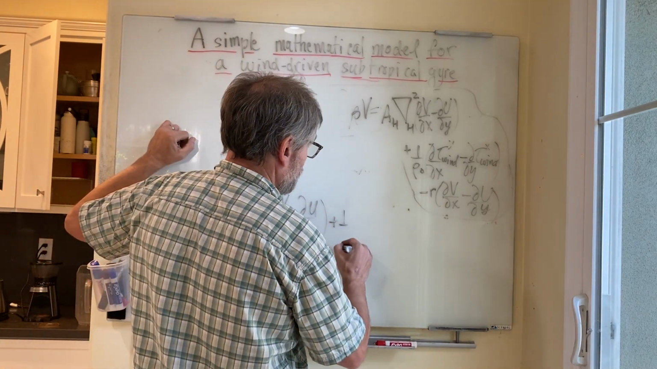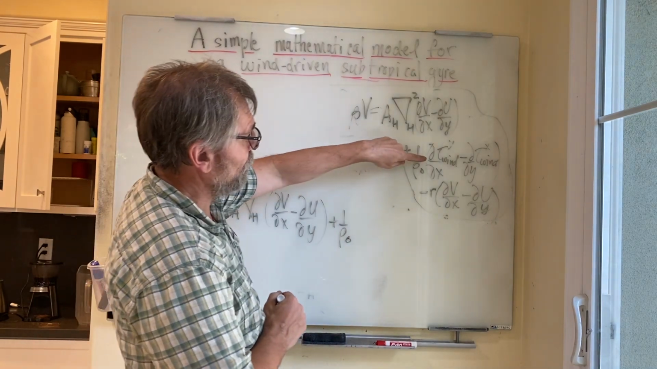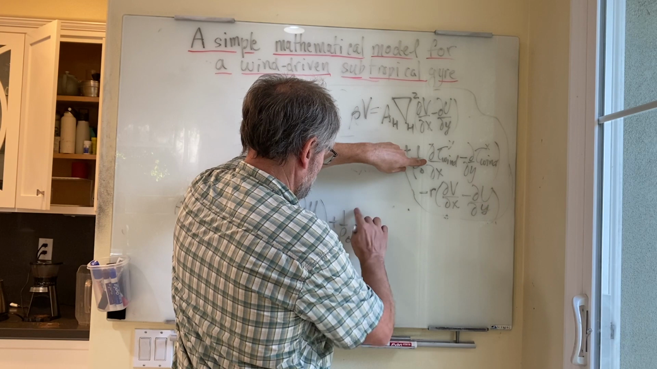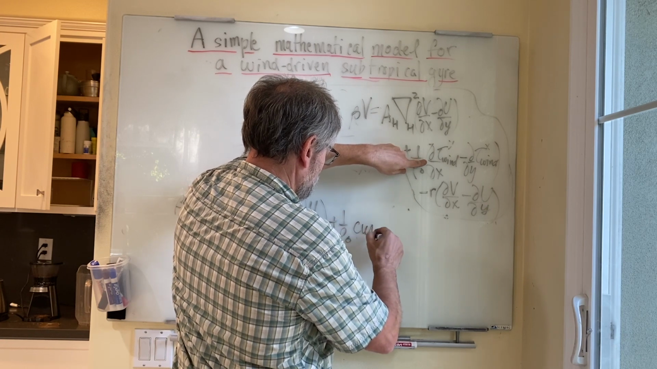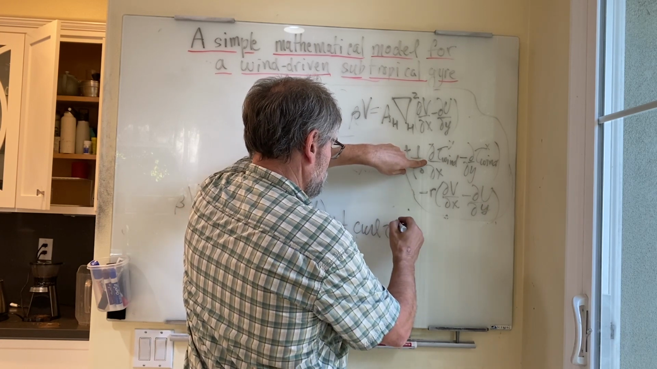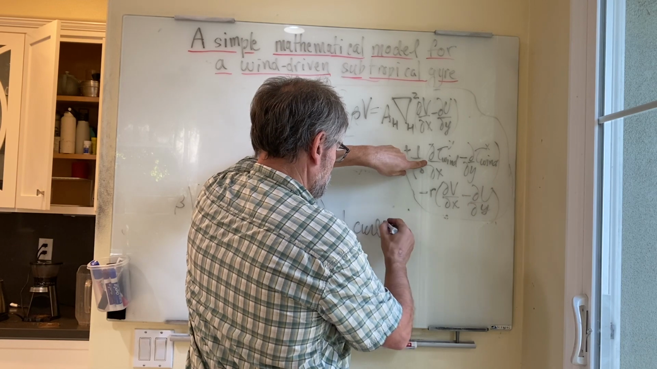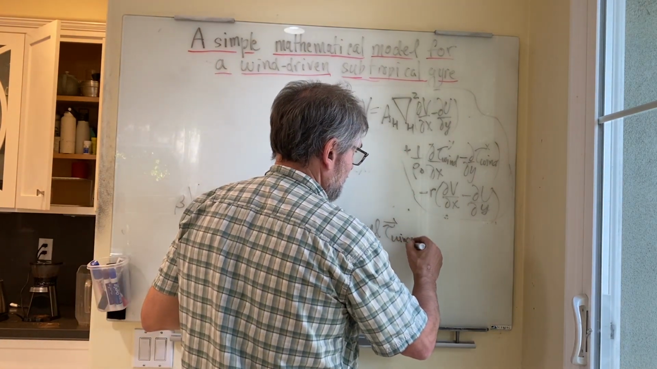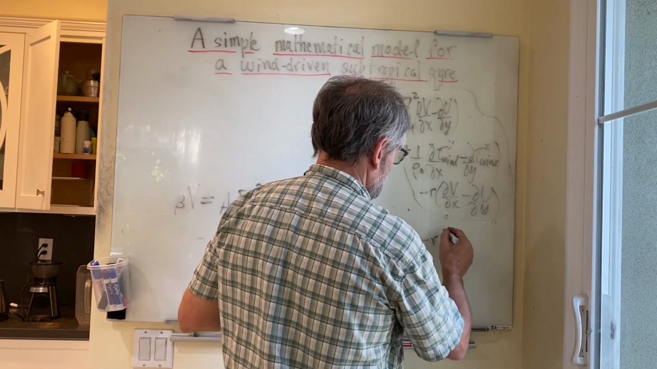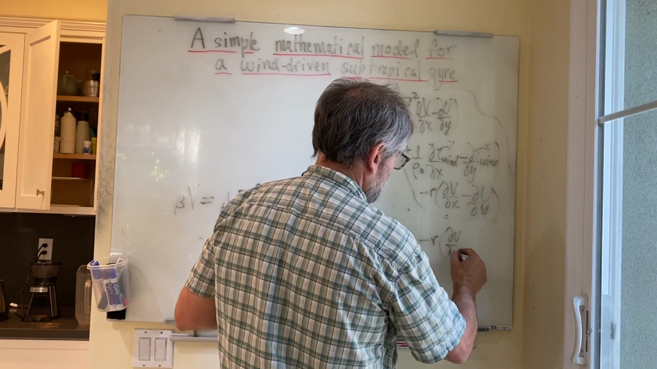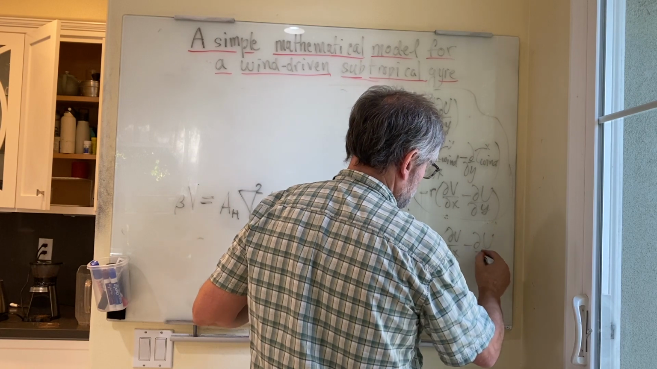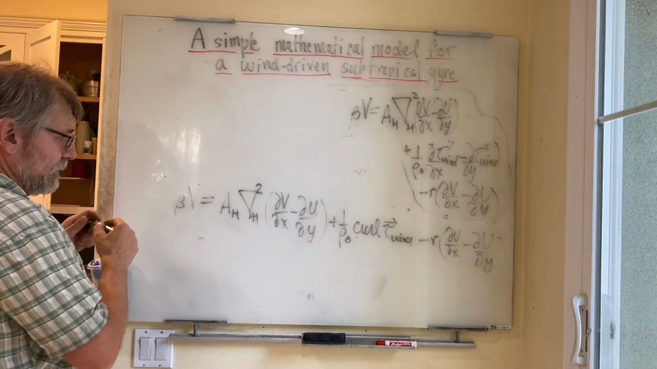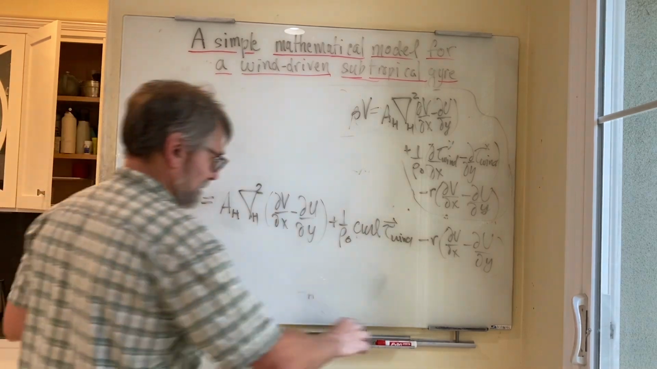Plus 1 over rho naught. And this is also the vertical component of the curl of the wind. So this is k dot curl tau, tau vector, the horizontal vector for the wind stress. And the last one is minus r times the vorticity again, dv dx minus du dy. So this is our vorticity equation.